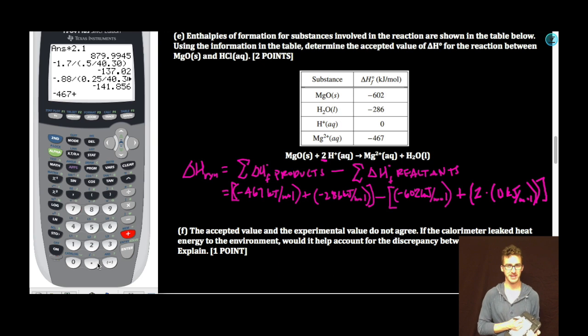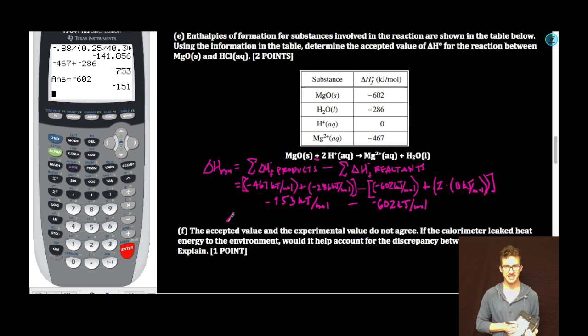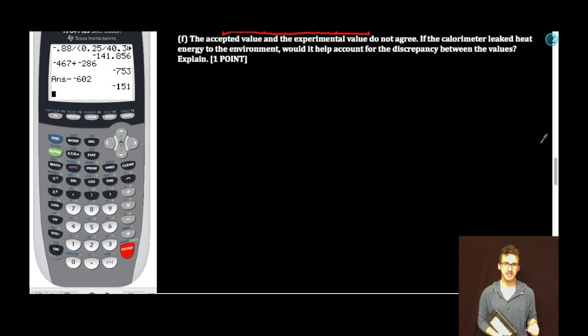Negative 467 plus negative 286 is negative 753 kilojoules per mole minus negative 602 kilojoules per mole. Subtracting minus negative 602, delta H of reaction is equal to negative 151 kilojoules per mole. Boom. Finally, part F. The accepted value and the experimental value do not agree. If the calorimeter leaked heat energy to the environment, would it help account for the discrepancy between the values? Explain. All right, let's answer this first. Yes, here comes my explanation.